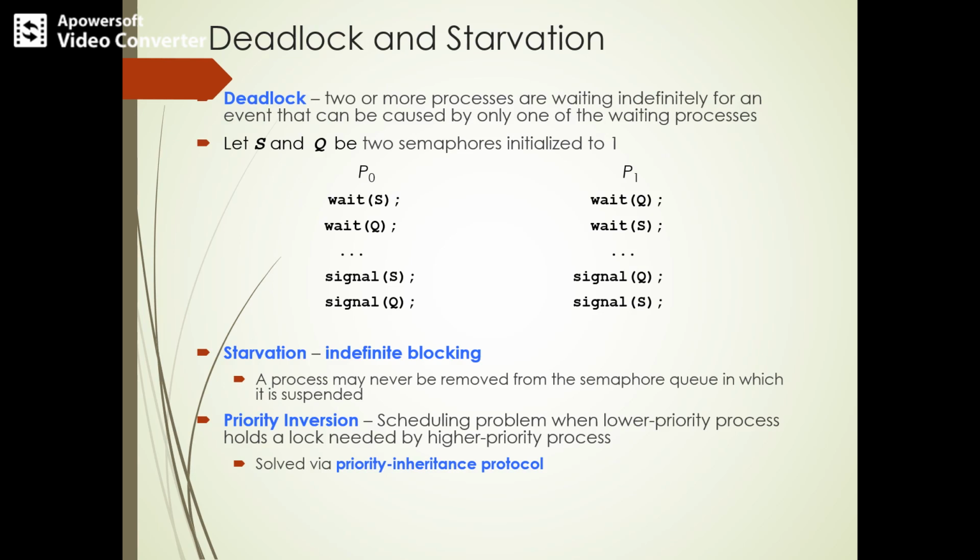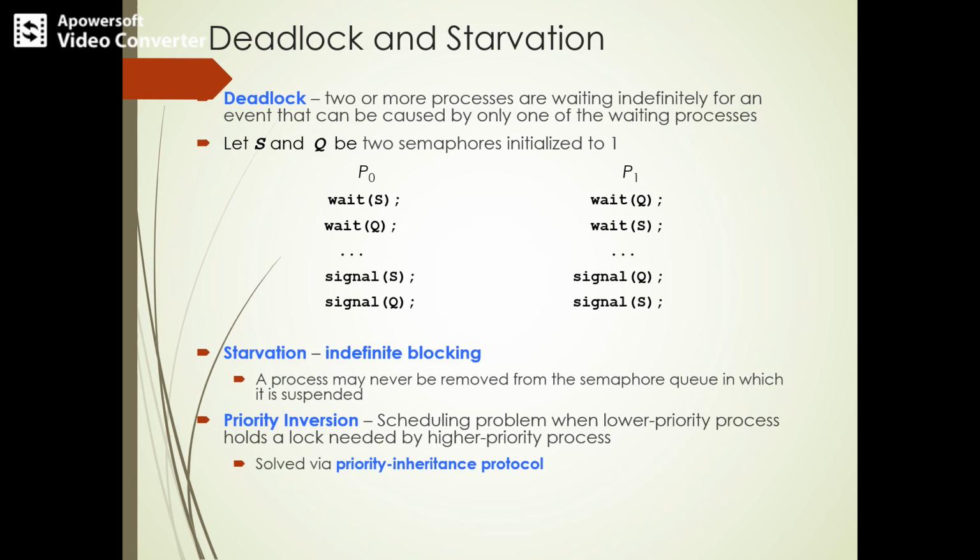So next is deadlock and starvation. Previously we studied wakeup and block, as well as wait and signal operations. The implementation of a semaphore with a waiting queue may result in a situation where two or more processes are waiting indefinitely for an event. Such a state is called a deadlock state.